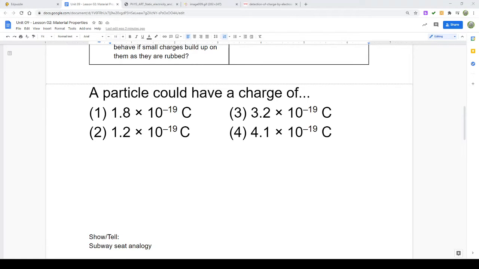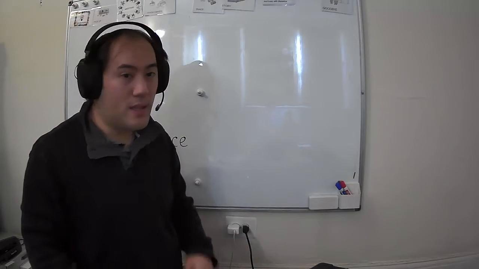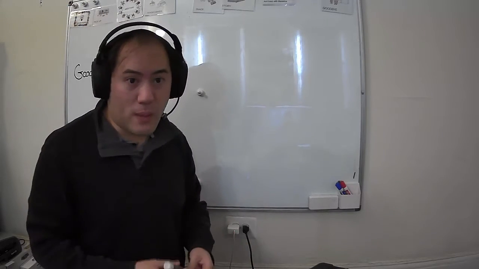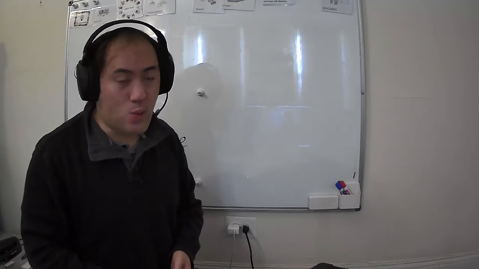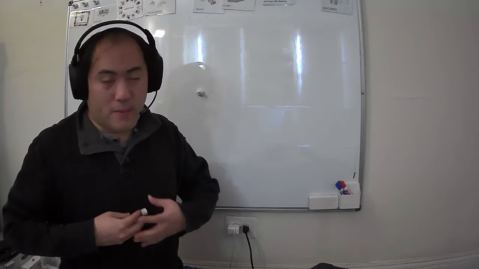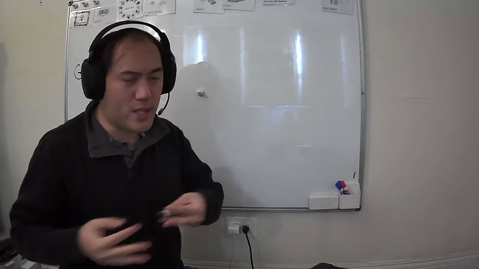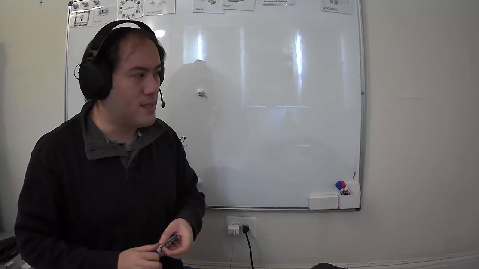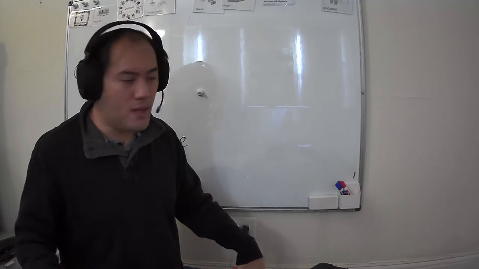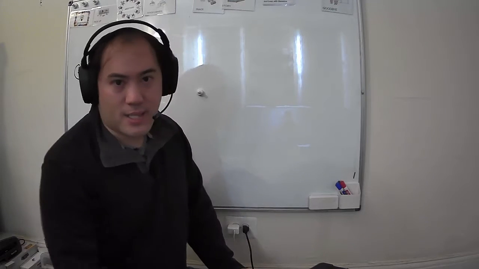Good job. It's choice three, because choice 3 is the only one that's divisible by the elementary charge. 1.6 times 10 to the negative 19 coulombs is the charge on a proton, and it's also the opposite of the charge of an electron. And electrons are what we mostly care about in this lesson and unit in general. Okay, what's going on today? Check this out.